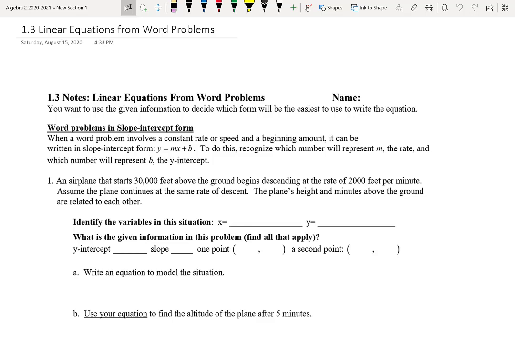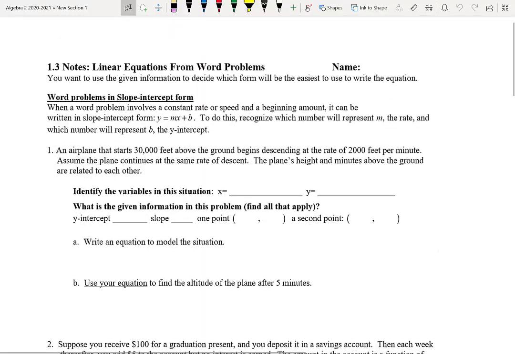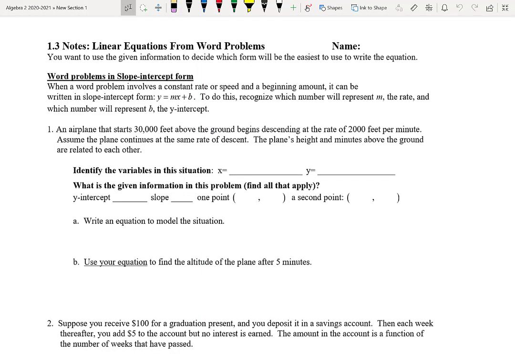Alright guys, today we are looking at 1.3, which is kind of going back a little bit to just linear equations, but today we're going to be focusing specifically on word problems. So what we're working on today should be a review of what we already knew from Algebra 1, so hopefully this is an easy day for us. It's just going back to how we can set up and solve those linear equations when they're given to us in a context.